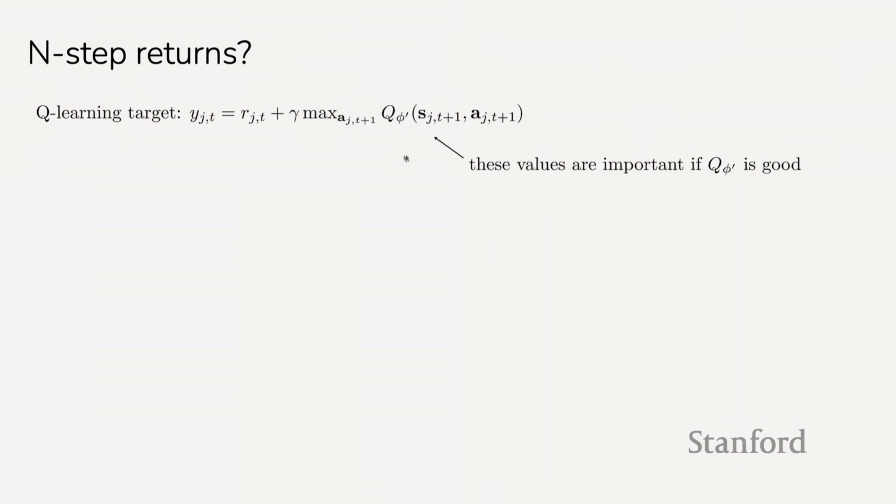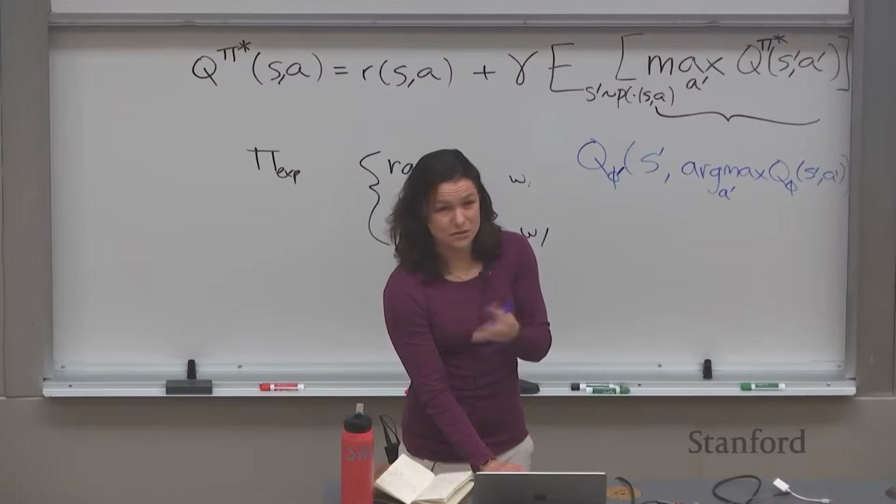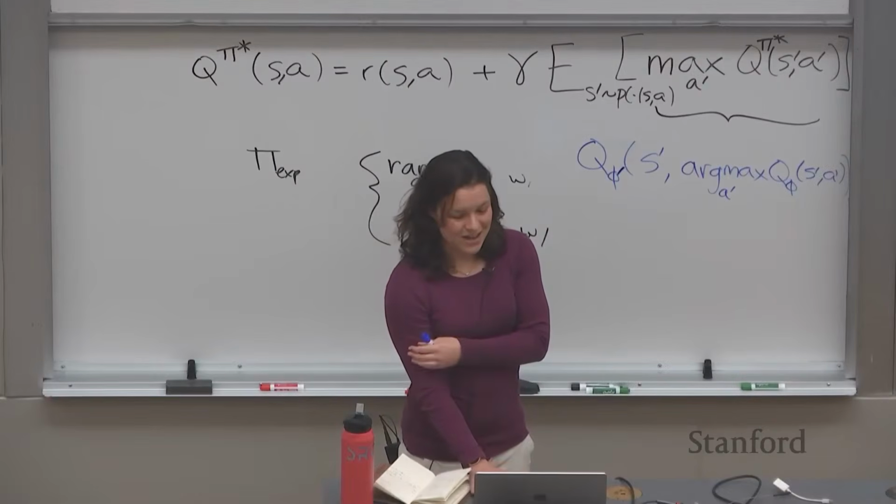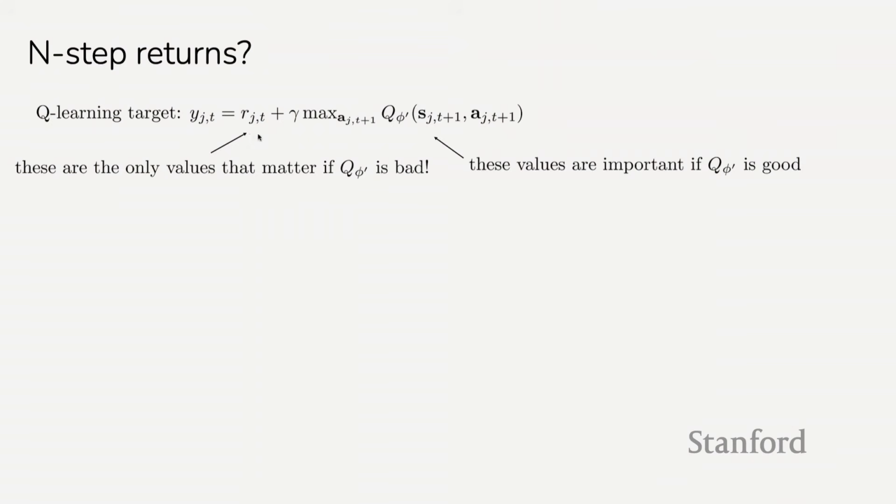Okay, the last trick we'll talk about, which we've already talked about in actor-critic methods, is n-step return. So our Q-learning target looks like this, with the reward plus the max of Q. If your Q values are good, then this term is going to be really important in playing most of the role in the Q-learning update. But if your Q function is bad, at the beginning of training, then the reward values are really the only values that are going to matter. And if you just have a single reward here, then that might be a bit troublesome, because a single reward might not tell you that much about how good your Q value is.